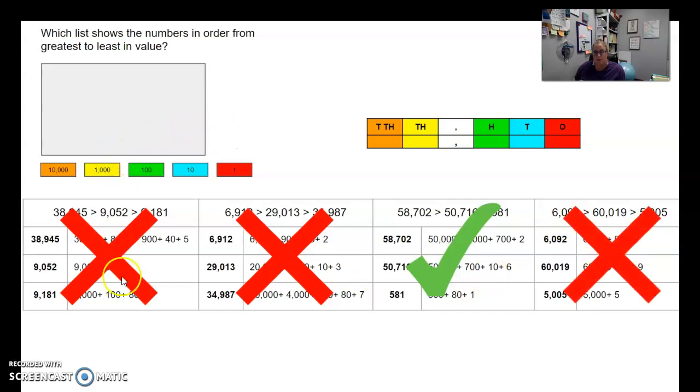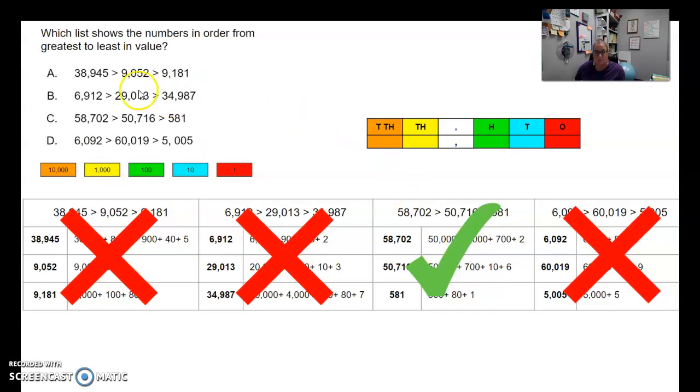So now let's go to our answer choices. Really, we just showed all of our work. So if I remove my sticky note, I know that A was wrong, so I'm going to cross it out.